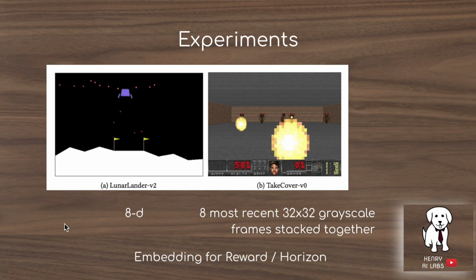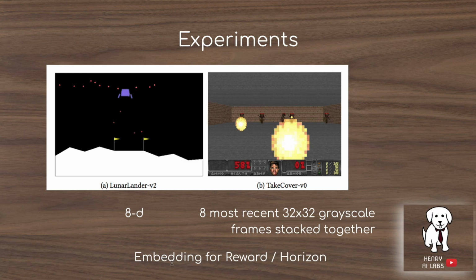In the paper, the authors experiment with 2 OpenAI Gym reinforcement learning problems. Lunar Lander, where you have an 8-dimensional vector input, and you're trying to land this rocket ship on the ground by controlling the main and side engines. And then Doom, where you have this 32 by 32 grayscale image, but what they do to make it Markovian, because you can't always see the walls, is they stack the 8 most recent 32 by 32 frames together to make it like a 160 by 160 input.